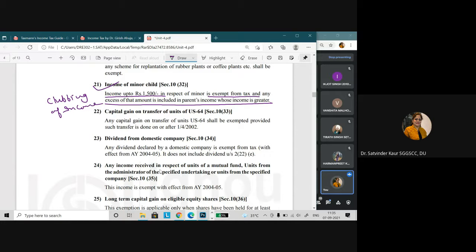And if you are transferring units of scheme US 64, this is going to be exempt. Dividend from a domestic company is exempt, but now the new rule has come that it is also going to be taxable. So the new rule, let me share with you.